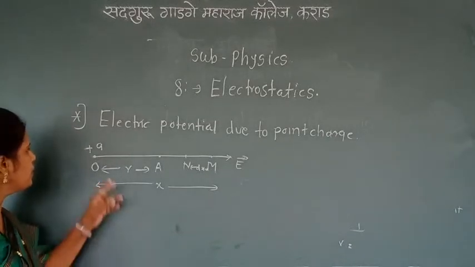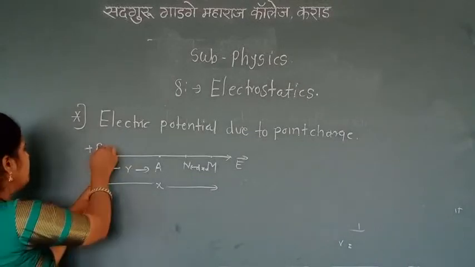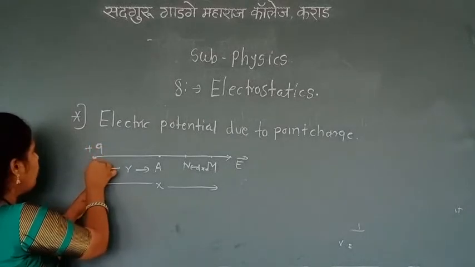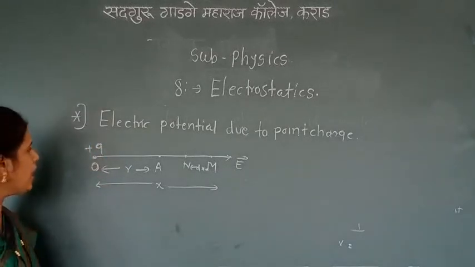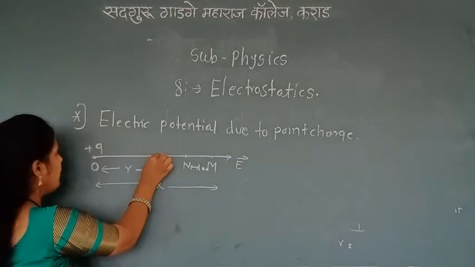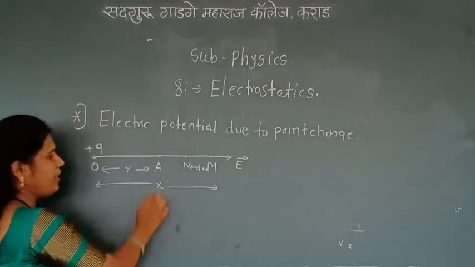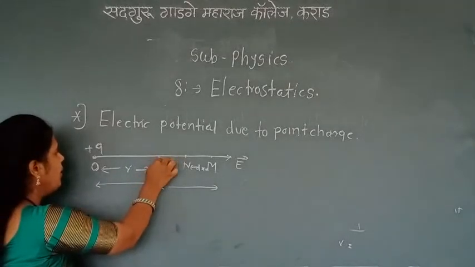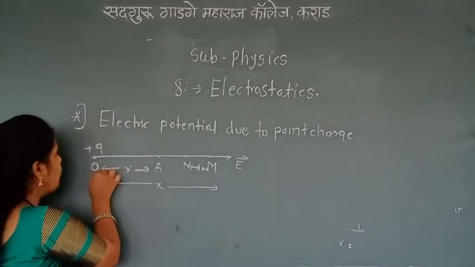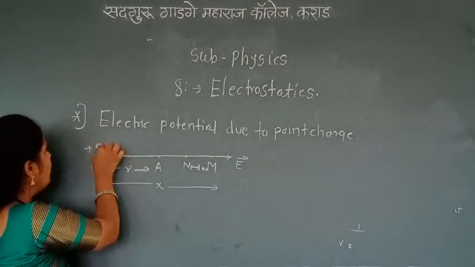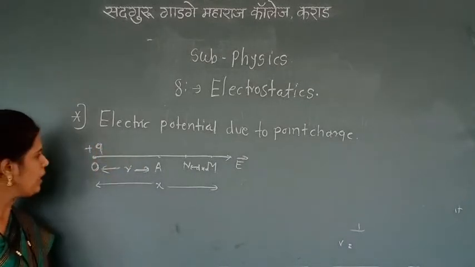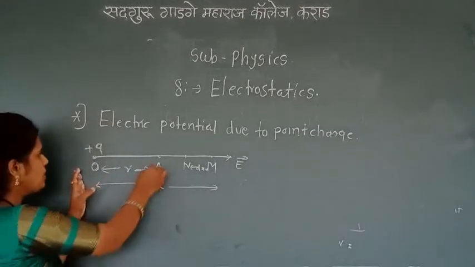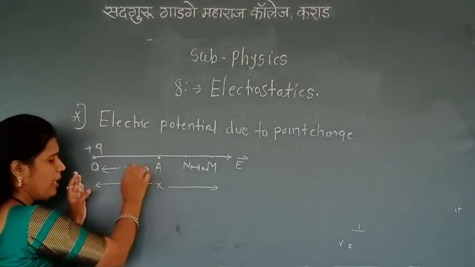Now the point charge plus Q is placed at point O, at a distance r from it. Here is OA, the distance r from A. We have to find the potential at point A, at the distance r from the point O. Here is a positive charge placed at point A. We have to find the electric potential at point A.